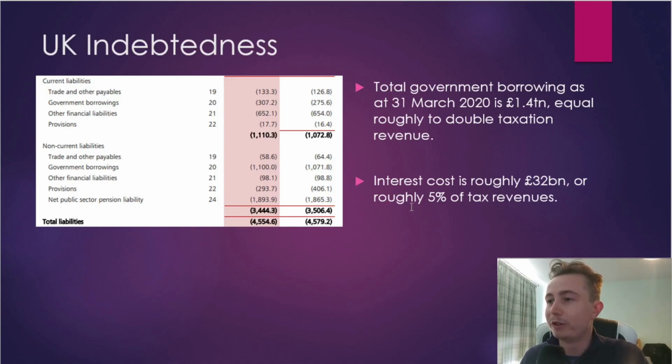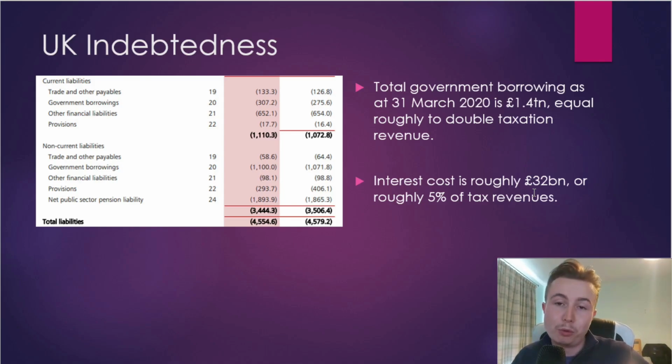Interest cost is roughly 5% of tax revenues. So this is really sad because we work hard in our jobs, and you pay lots of tax, and to know that for every £1 of tax you pay, 5% of it will be spent on interest. Here, only 95% of it can go towards funding the NHS and police and public services, etc. Because 5% of it's got to go straight on interest.